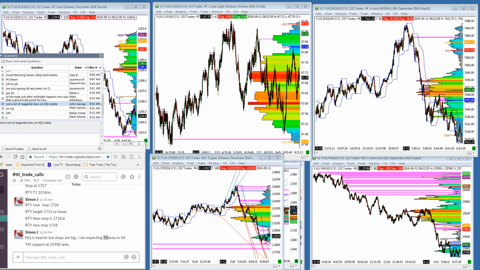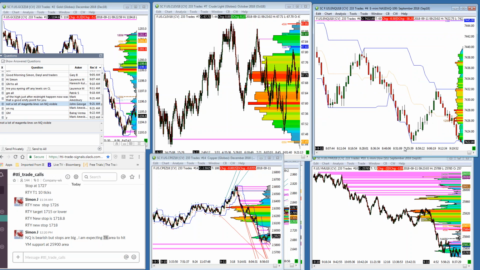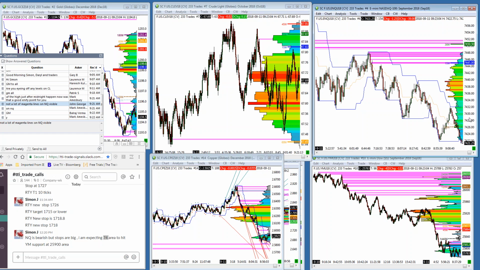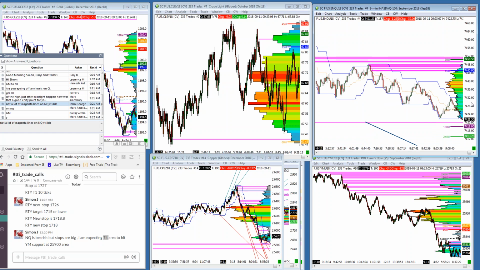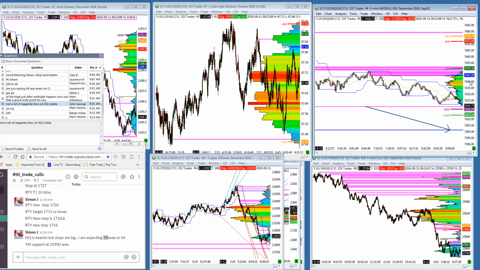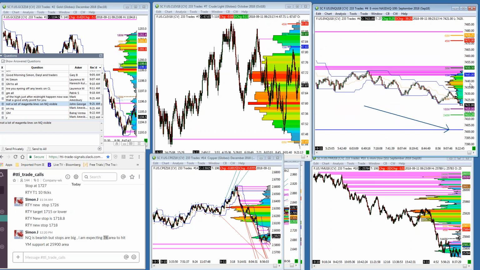Not a lot of magenta lines on here visible. Well, there is if you just zoom out. There's a lot of attraction higher. So to me, it's a bit tough.